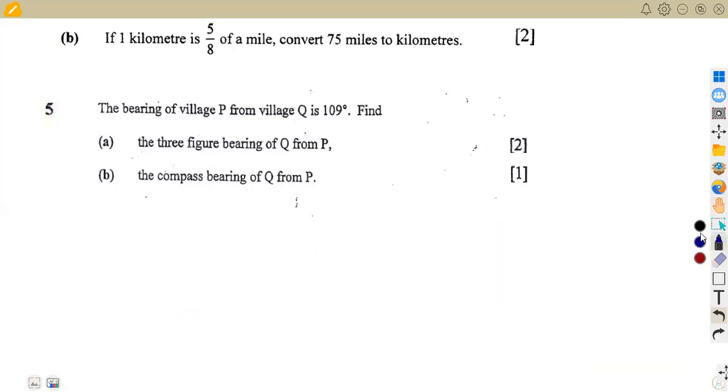It's fine. Then this one: if 1 kilometer is 5/8 of a mile, convert 75 miles to kilometers. How can we approach this one? There are so many ways that we can use in this case. We are simply saying in a kilometer, how many miles do we have?